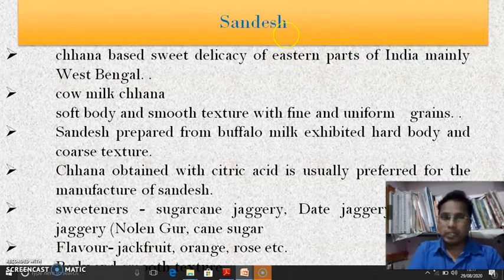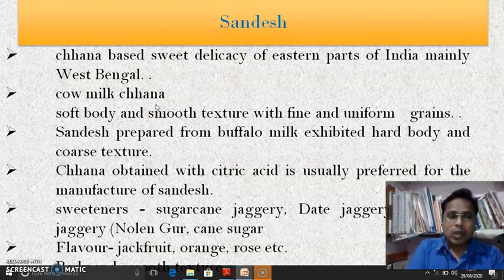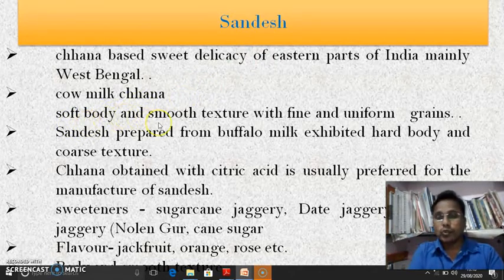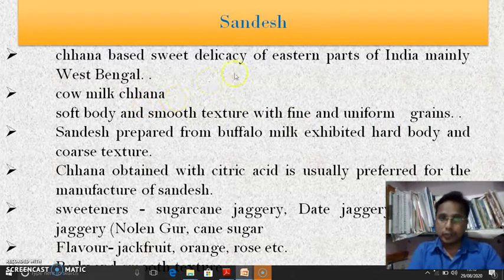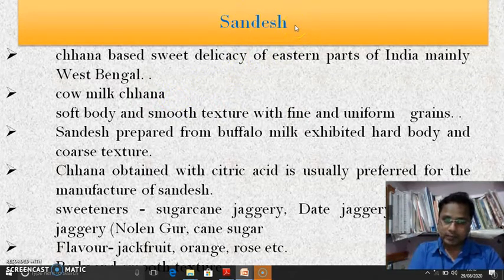Preferably for the preparation of sandesh, cow milk channa is used. And why is the cow milk channa used? Because the cow milk channa generally has a soft body and smooth texture with fine, uniform grains. Due to this body and texture, cow milk channa is preferably used for the preparation of sandesh. Buffalo milk channa is also used, but buffalo milk channa generally has a hard body and coarse texture.